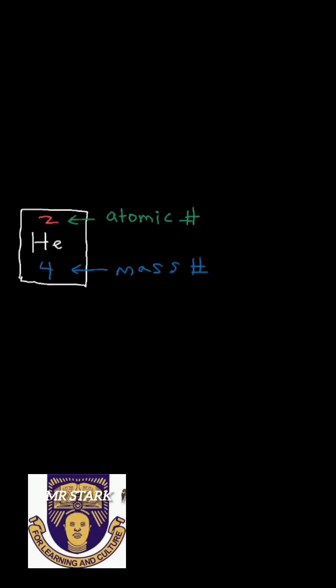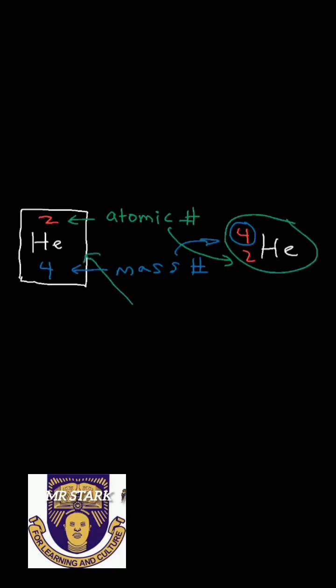Now, an isotope of helium can be written this way. Sometimes you might see it like this. The top number represents the mass number. The mass number is usually the larger of the two. The atomic number is the smaller one. So if you see it this way, just know that the mass number is on top. But if it's written on a periodic table, the top number is usually the atomic number. Whichever one is lower is the atomic number. The higher one is the mass number. So don't get confused about that.